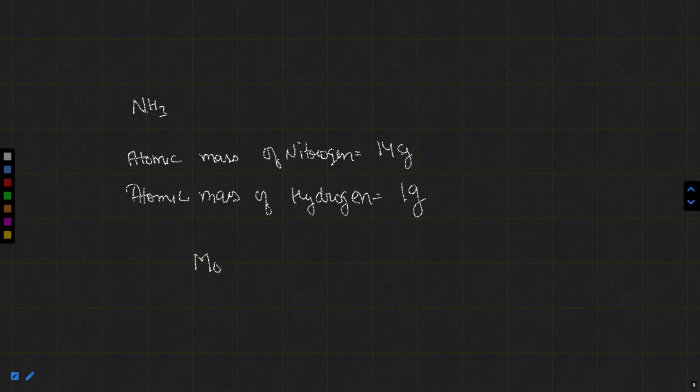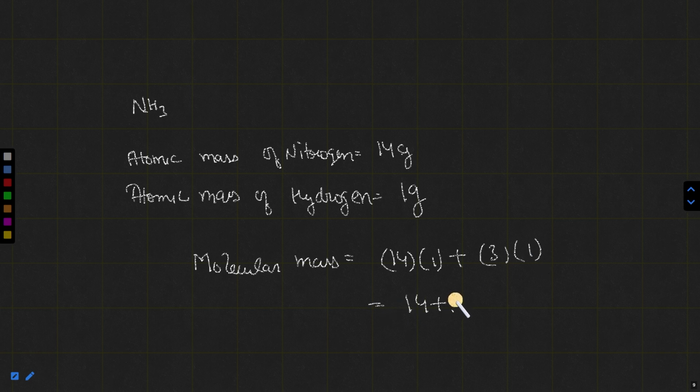So how will you calculate the molecular mass? Nitrogen has one count, so 14 multiplied by 1. Hydrogen has 3 counts, so 3 multiplied by 1. That would bring us to 14 plus 3, which equals 17 gram per mole. So we are calculating the molecular mass, right? So we'll write per mole.